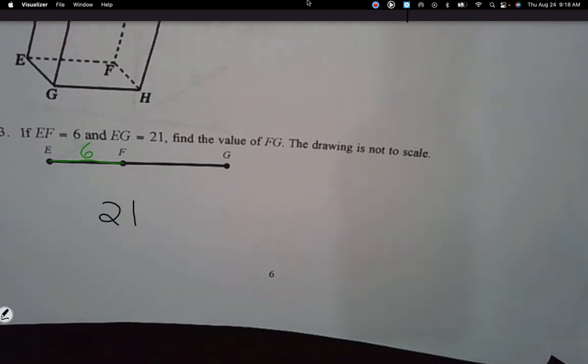So how would you find FG? Subtract. What is 21 minus 6? 15. Okay, so we get 15. Everybody's good with 23?